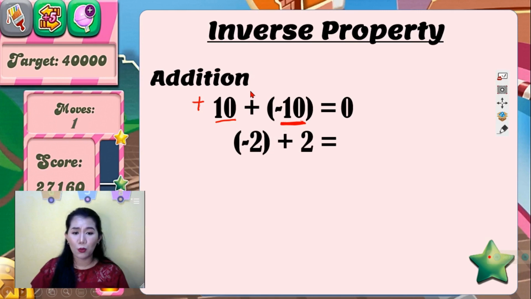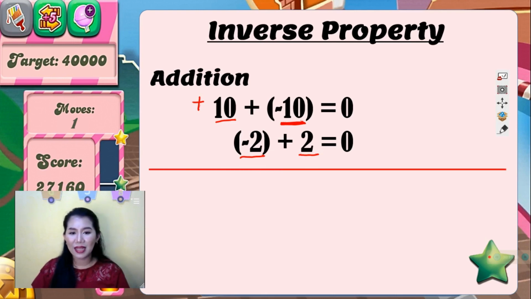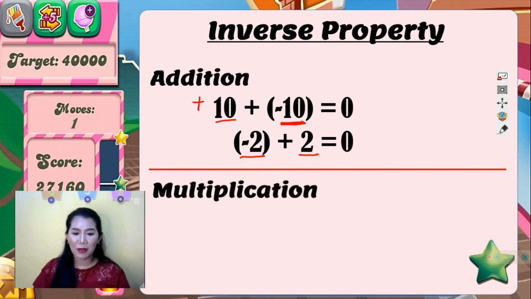And so, the same with, if I have negative 2 here. So, yung 2 dito is negative. Now, if you add its opposite, or yung inverse niya, okay, ang sagot ay magiging 0 pa rin. Okay, so that is what we meant by inverse property for addition. Okay, so let's have inverse property for multiplication.